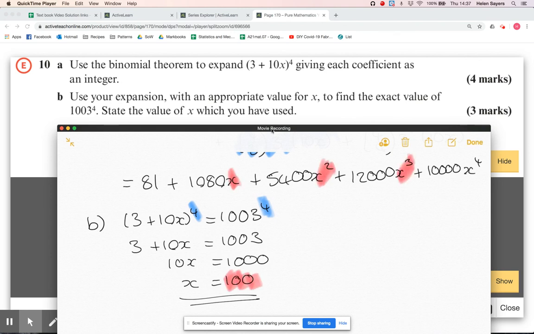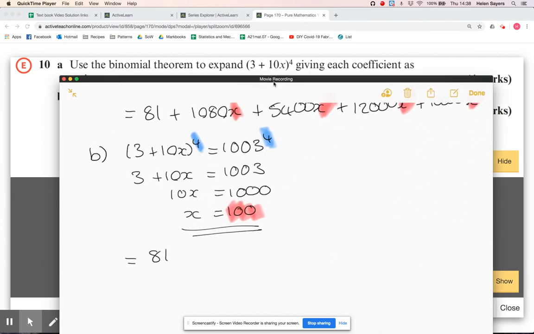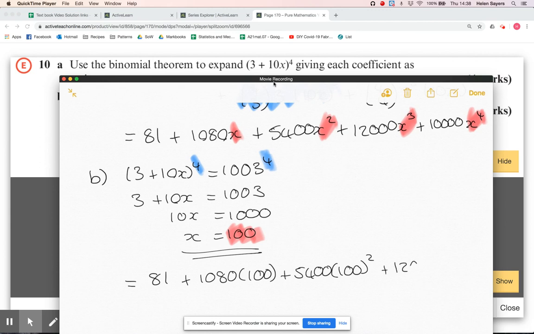Okay, so then basically I then need to just substitute x is 100 into my expansion. So I'm going to substitute x is 100 into each of those. We just want to show a stage of working. I'm going to put it into my calculator, but just to show a stage of working. Let's move it up a bit. So it's going to be 81 plus 1080 times x plus 5400 times x squared plus 12,000 times x cubed plus 10,000 times x to the power of 4.